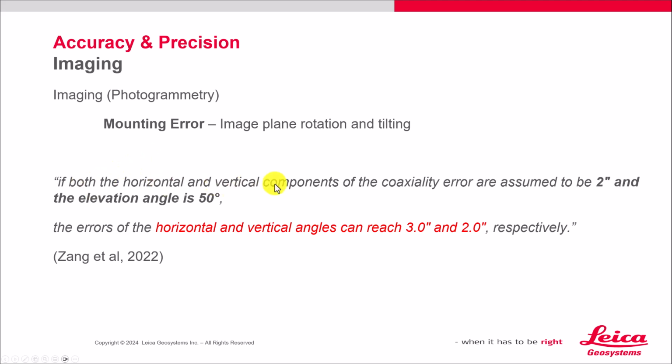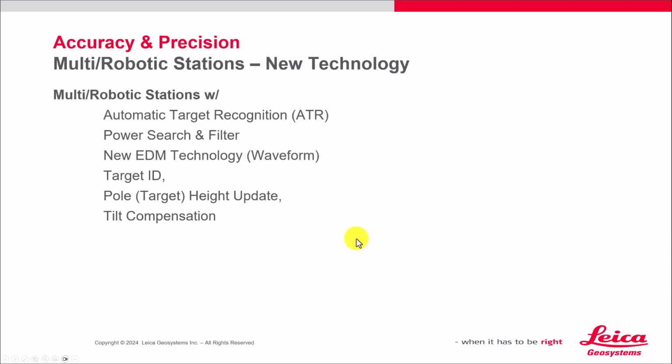But if both the horizontal and vertical components of the coaxial error are assumed to be 2 seconds, and the elevation angle is 50 degrees, this is what we're going to use as an example. This came from a study, Zhang 2022. The errors of the horizontal and vertical angles can reach 3 seconds and 2 seconds respectively. So we will use that when we plug it into the spreadsheet.